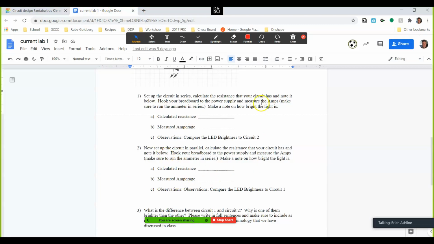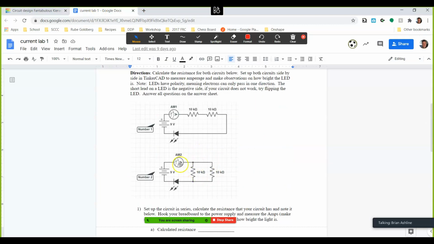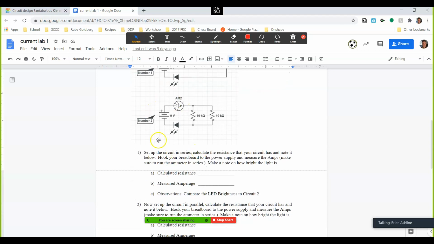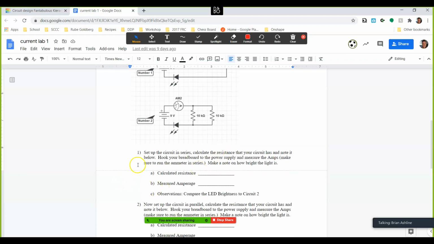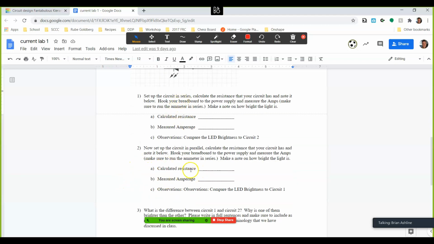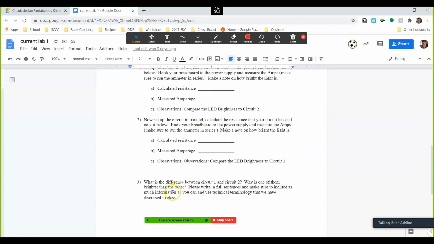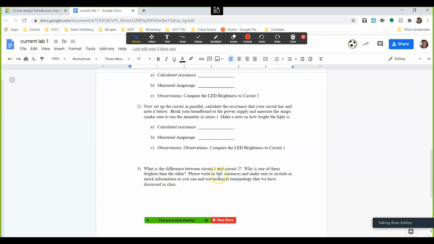Then you would move on to the next one and you'd set them up in parallel. Notice that the ammeter and the LED are still in series. As electrons come around, they go through the LED, then they split between two resistors. They reconvene again, go through the ammeter, and then to the positive side of the battery. Okay, I'm not going to show you guys how to do that. You're going to work on it, but if you have questions, you can ask me. And then again, down below, you're going to write the calculated resistance and then the measured amperage.